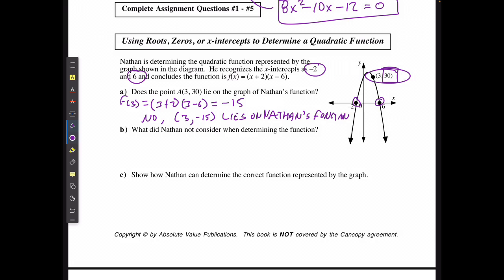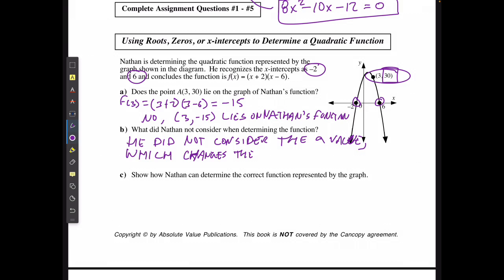When it says what did he not consider when he made it, he did not consider the a value, which changes the shape and direction but not the x-intercepts.